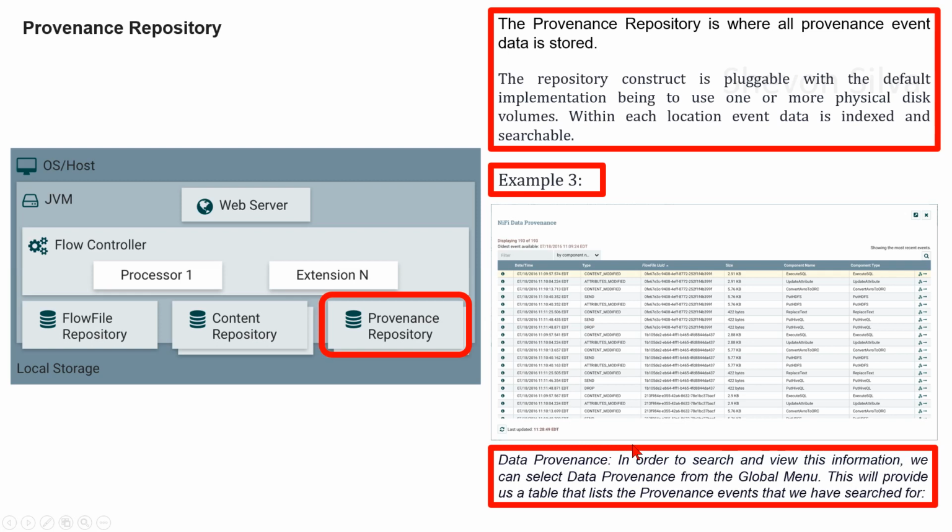From this dialog, there is a search button that allows the user to search events that happened by a particular processor, for a particular flow file by file name or UUID, or several other fields.